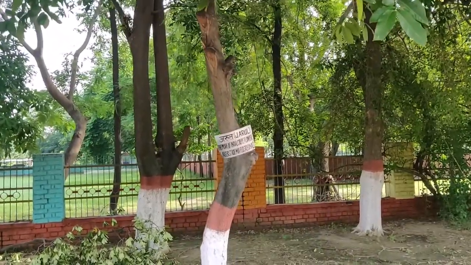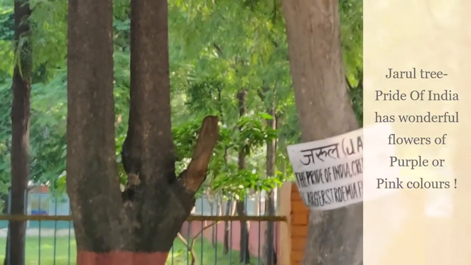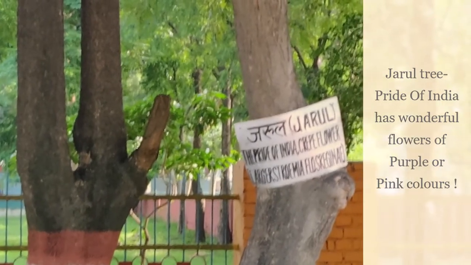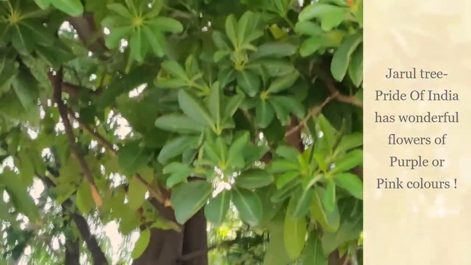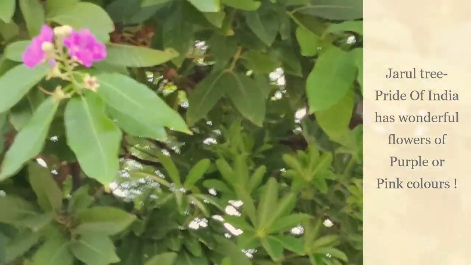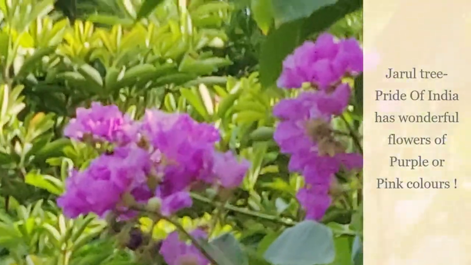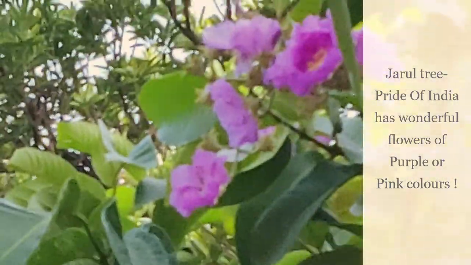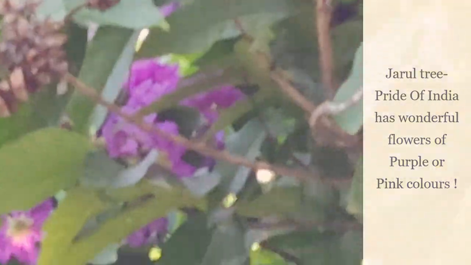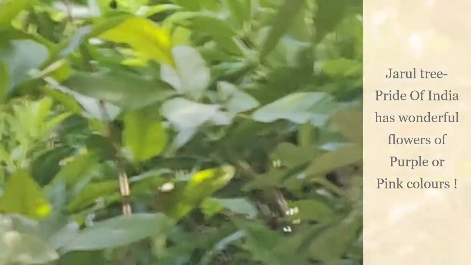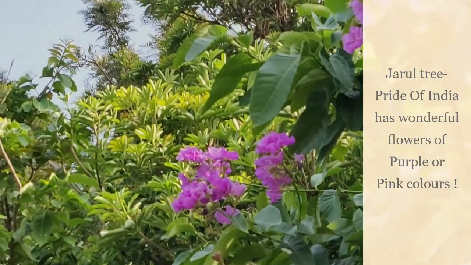Or the tree of Jarul, as you can see here, which is also called Lagerstroemia floribunda, crepe flower or pride of India. And you can see the wonderful flowers which come up in the summer season, and the fruits. So this is a summer season flowering plant or tree, which is the state flower of Maharashtra. So you can grow this in your gardens and enjoy their beauty.